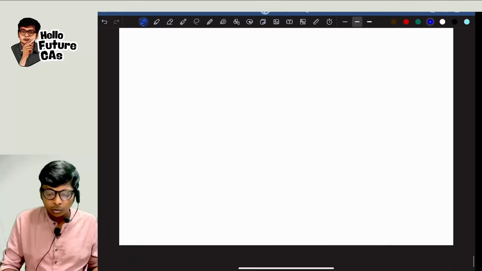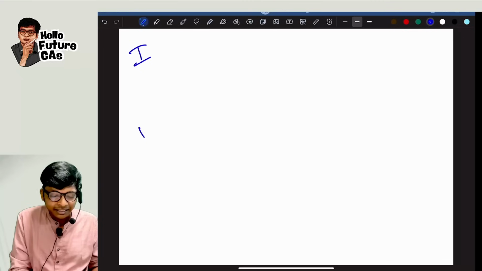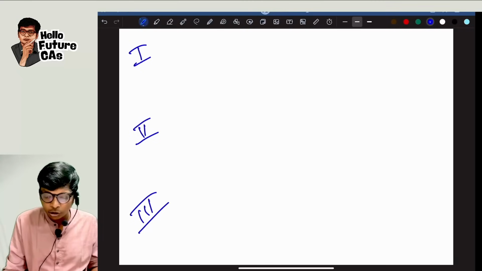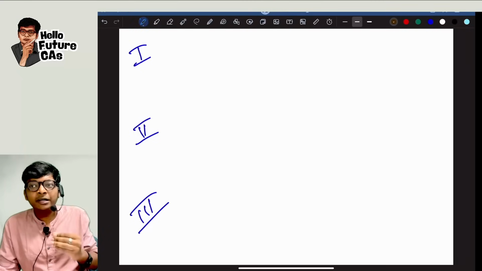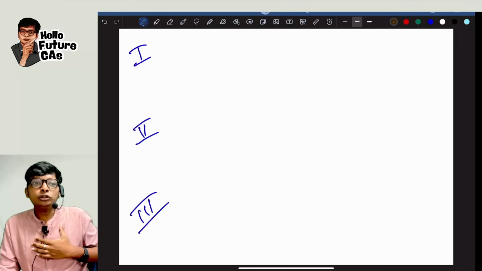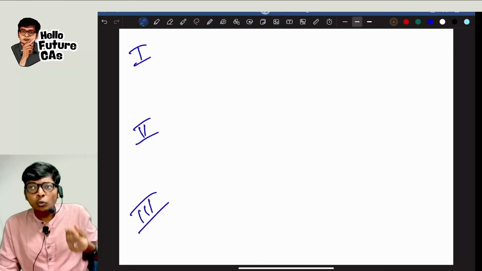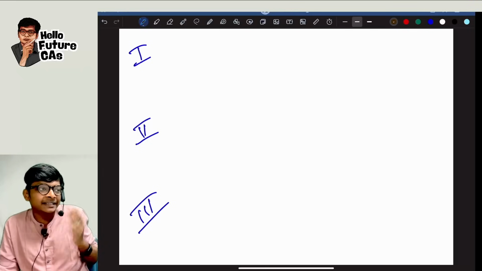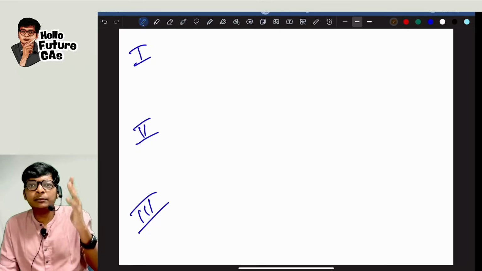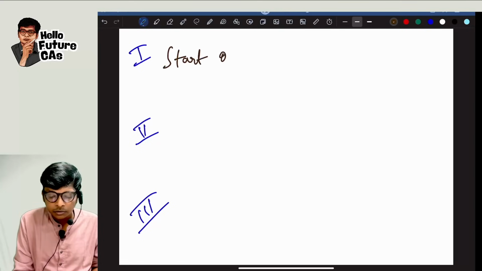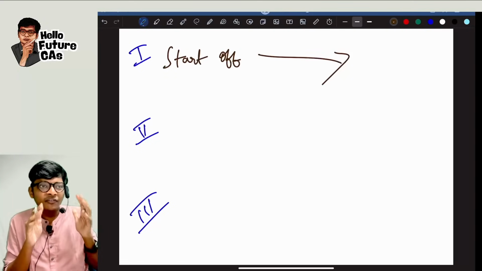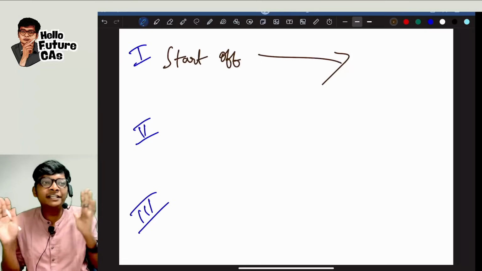Now, I have 3 approaches. I will never tell you this is the best approach or that's the worst approach. You pick what works for you. But I will also give my opinion as to what I will do if I am writing the exam. First option, some of you raise the hands for that. We will start off with MCQ. First finish MCQ and proceed to the paper.